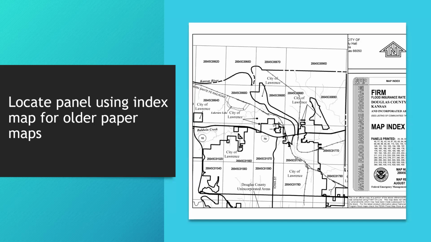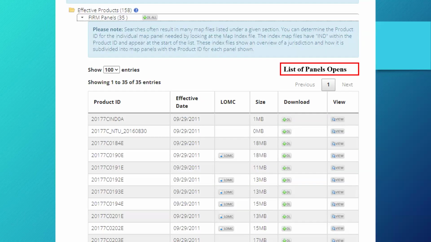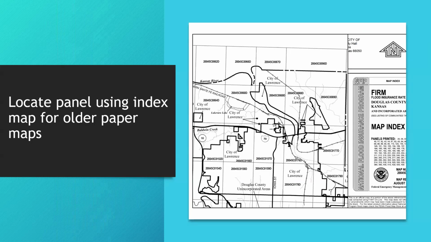There's also the index. So if you see that there, the IND, that first product, that's the index map. And basically it's a map of all the panels. So it shows you where they're located and it gives you some landmarks to decipher where exactly that is. And then it'll help you determine which panel you're looking for. And so this is the old index for the city of Lawrence, but it's just an example of what that looks like. This is an older one. The updated ones are a little bit better than this, but it shows you the general location of those panels.